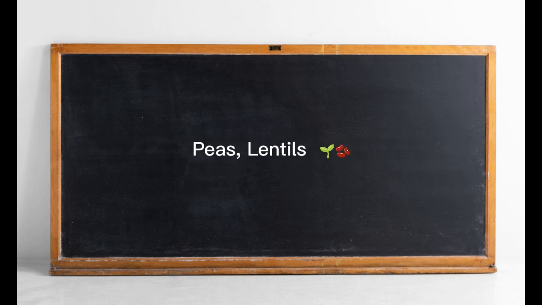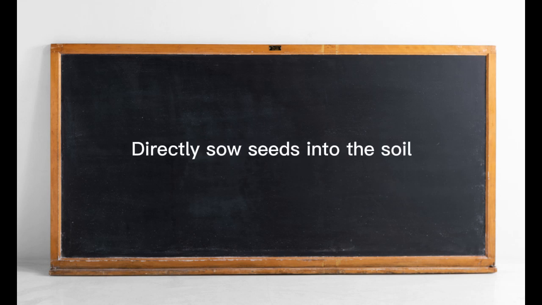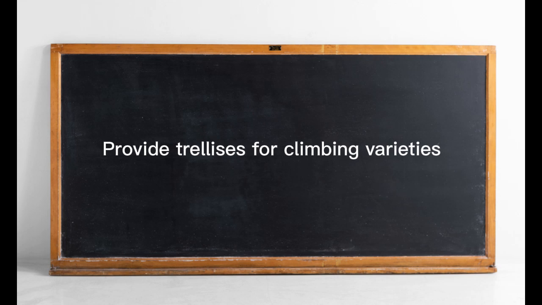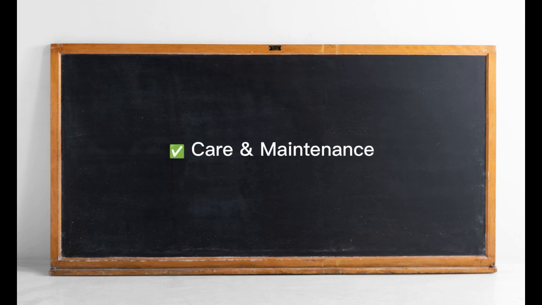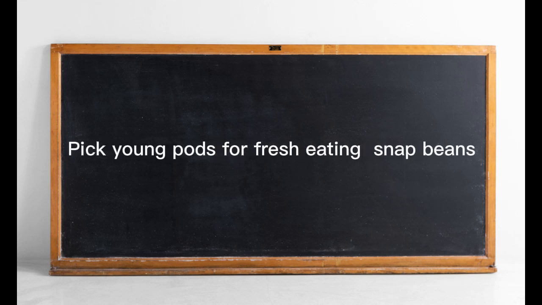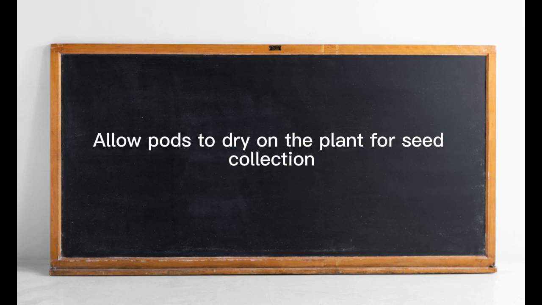4. Legumes. Growth cycle: annuals. Best practices. Planting: directly sow seeds into the soil. Provide trellises for climbing varieties. Care and maintenance: legumes fix nitrogen into the soil, reducing fertilizer needs. Avoid overwatering to prevent root rot. Harvesting: pick young pods for fresh eating. Allow pods to dry on the plant for seed collection.